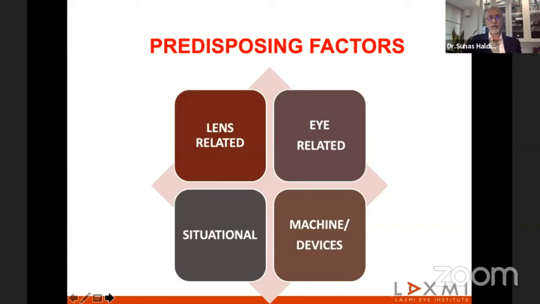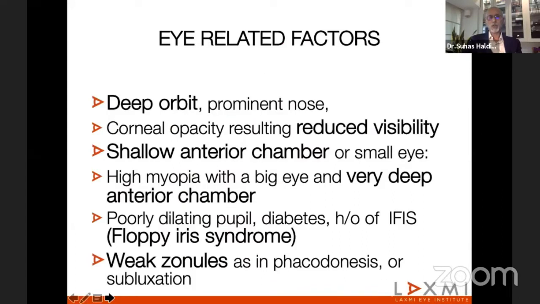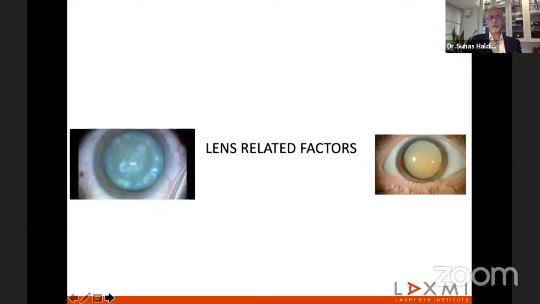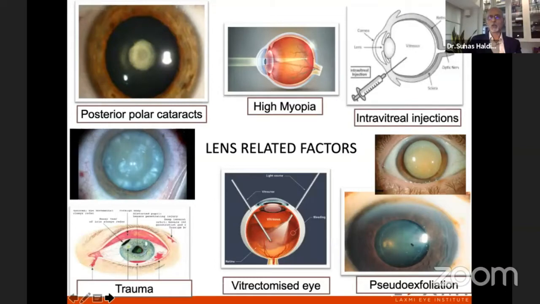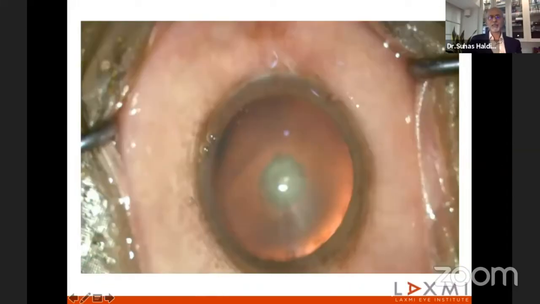There are some predisposing factors that we have to look at. Talking about eye-related factors, obviously a deep orbit or reduced visibility because of corneal opacities, or a shallow AC, sometimes a small pupil, a floppy iris, weak zonules. Definitely these are not cases a beginner should take because they have a higher incidence of PCR. If you talk of lens-related factors, it could be intumescent or Morgagnian cataracts. Obviously, posterior polar has a documented higher incidence of PC rupture. Even high myopia, sometimes post-vitrectomy, or someone who has undergone several intravitreal anti-VEGF injections. Trauma, obviously, and pseudoexfoliation are the cases.